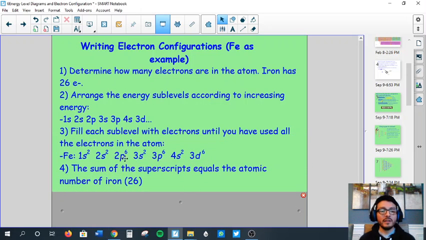One thing I want to point out is that if you add all of the superscripts, so the 2, 2, 6, 2, and so on, they should all equal the total number of electrons that that element has. Let's do some examples. Read over this, practice. If you need to, use this as a guide, but let's get to some practice.